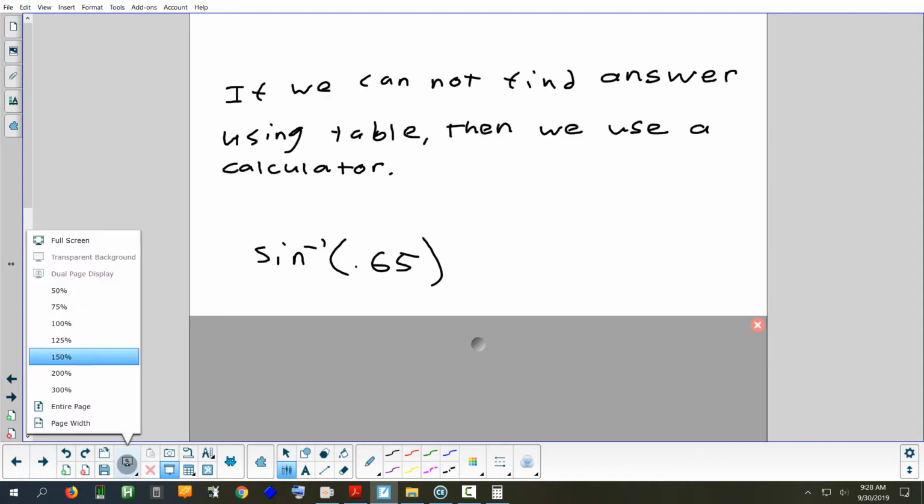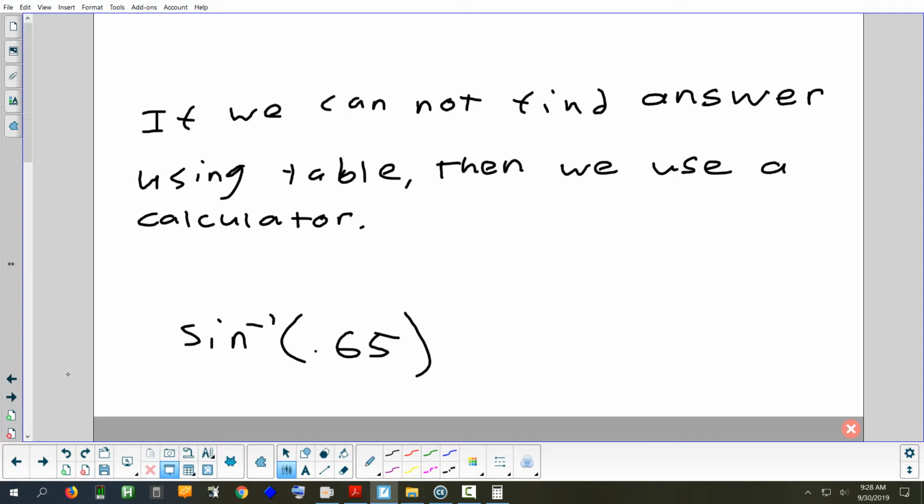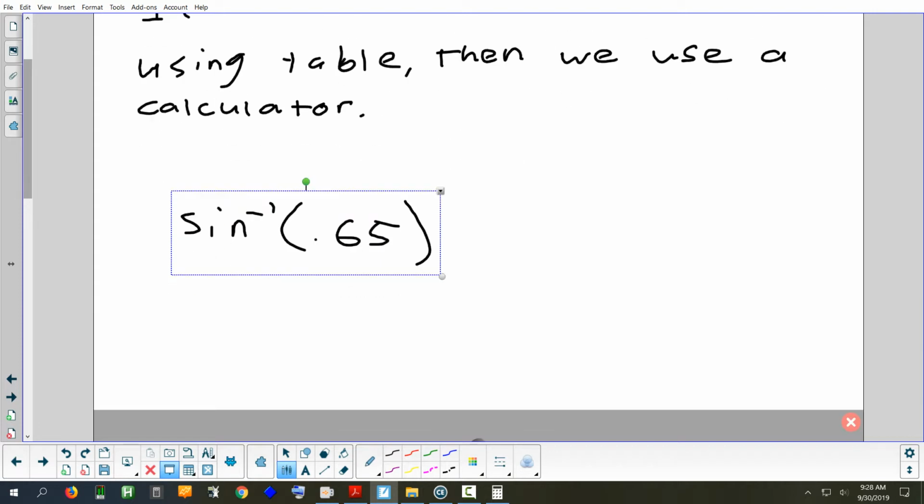So now, if you can't find the answer in the table, that means it's not a multiple of 30 or 45. Okay, we're going to use the calculator. Let's start with 0.65. Is 0.65 a number that's in our table? No, it doesn't fit the pattern of root 3s, root 2s, 1s, 0s, 1/2s. It's not in the table. So, I'm going to show you how to type this in on my calculator. Your calculator might be a little different.